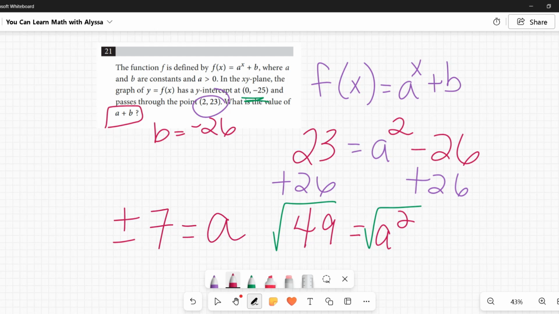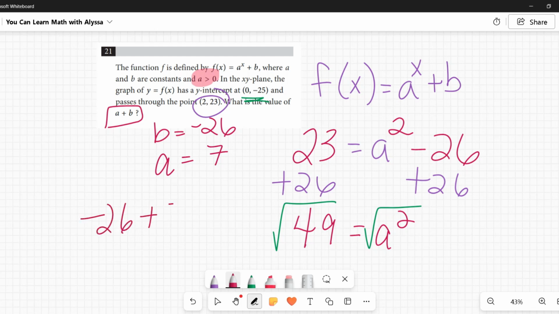So which is my value of a? How do I know? Well, I know because they told me up here that a is greater than 0. So I know it is the positive 7, not the negative 7. So a is equal to positive 7. And now finally I can get my answer. They want to know what is a plus b. Negative 26 plus 7 is negative 19. And that is my answer.